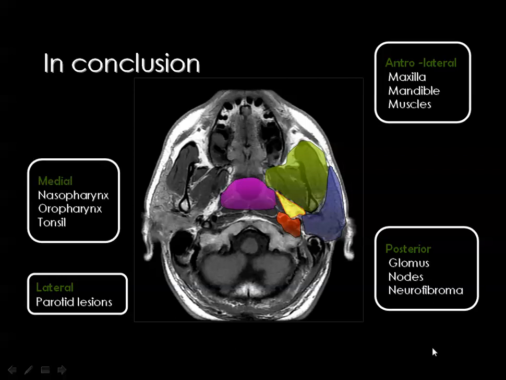If the lesion is medial to the parapharyngeal fat, you remember that carcinomas are very common. 98% of the lesions arising medial to the parapharyngeal fat are on the carcinoma side, either nasopharyngeal cancer, oropharyngeal cancer, or tonsillar carcinoma.